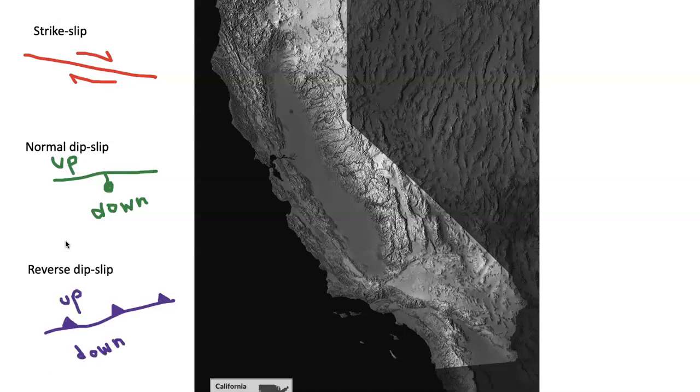Then you have a reverse dip slip. This looks kind of like a convergent margin symbol, where you have the fault indicated with a line, and then you have teeth on the side that went up, or the hanging wall, relative to the other side. Again, I've put up and down for ease for you, but normally you wouldn't put that on a map.